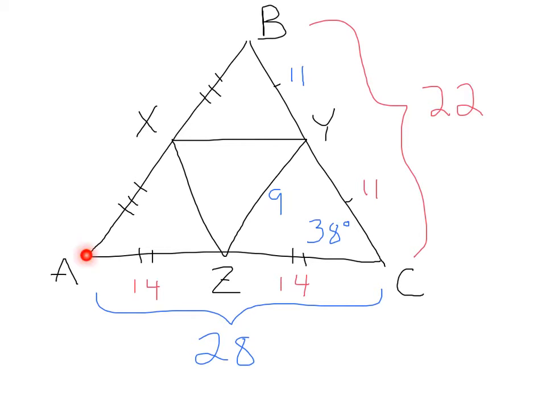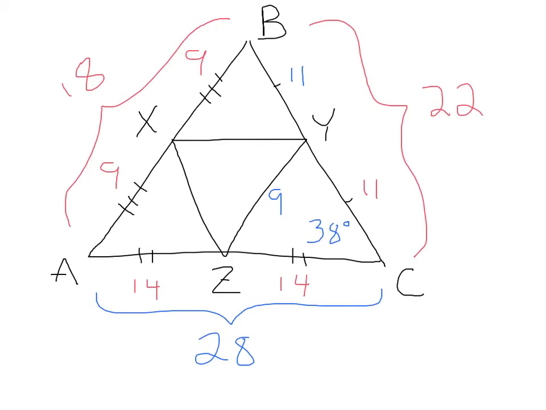Next, looking at the side AB, we know by the triangle midsegment theorem that midsegment ZY is half the length of AB. So if ZY is half of AB, we can say that the total length of AB is 18. Using that piece of information, we can conclude that AX is 9 and XB is 9.